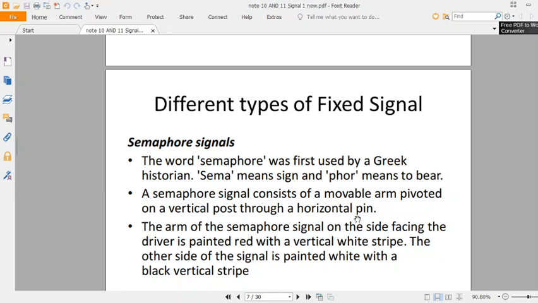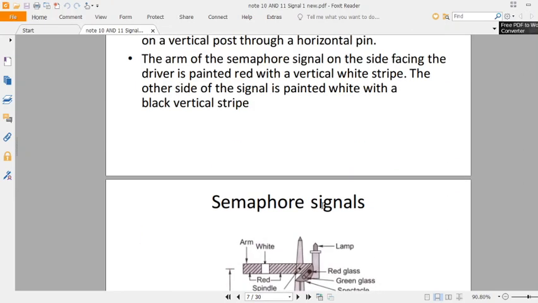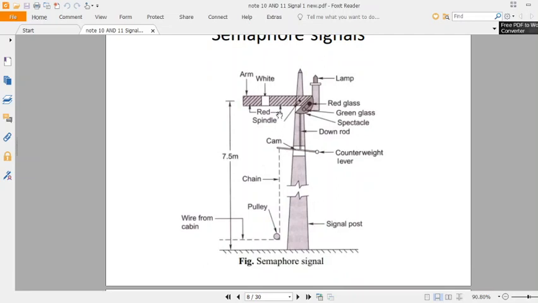Okay, now a semaphore signal consists of a movable arm pivoted on a vertical post through a horizontal pin. Now let us go to the picture. Yes, this is the picture. So this is the movable arm. Now the other side of the signal is painted white with a black vertical stripe.